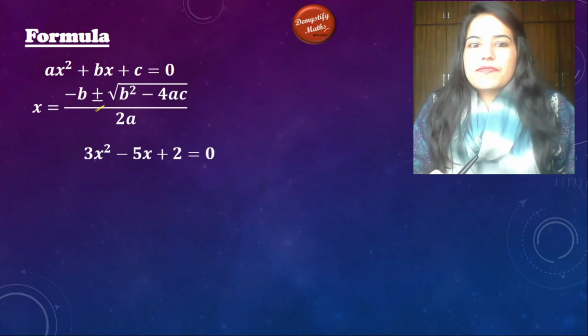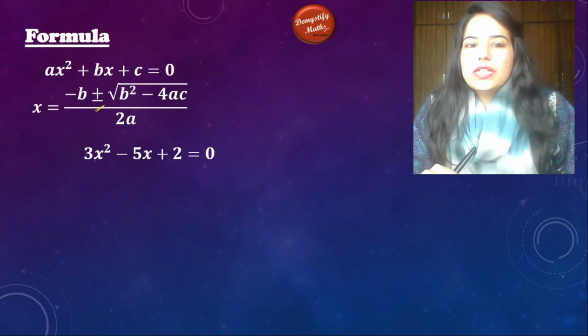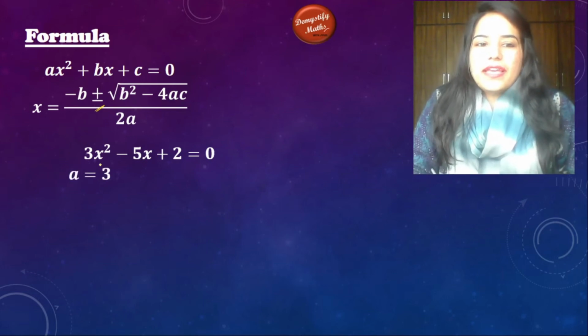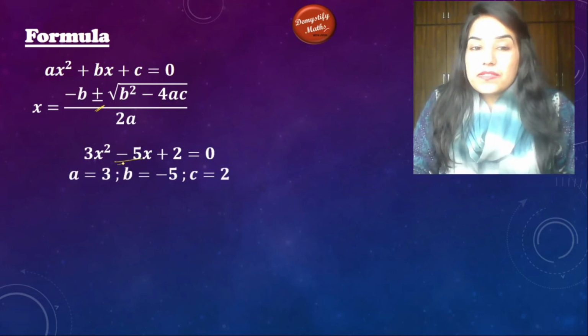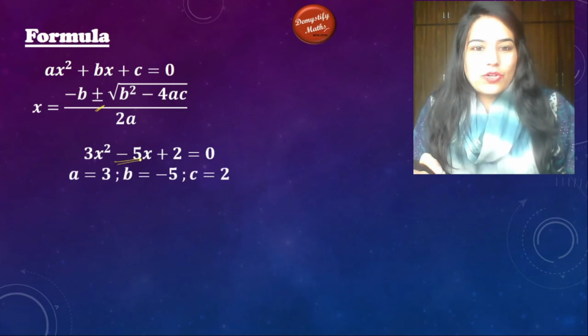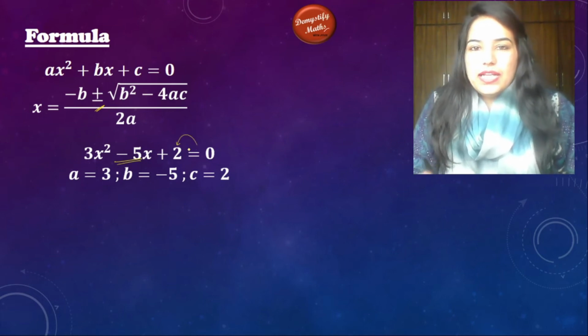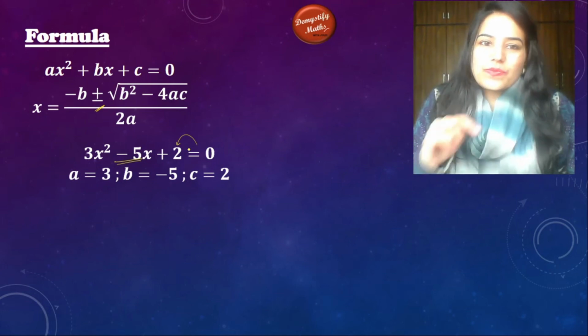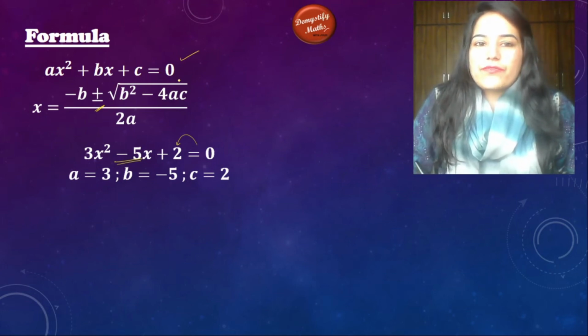So let's do the previous question only. 3x² − 5x + 2 = 0. So what is a here? a is 3, b is −5. Be careful, take the minus along. c is 2, right? So c is this side. If it is that side, please transpose it to this side first as in the standard formula.